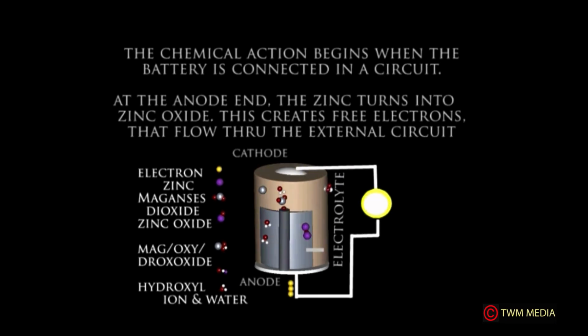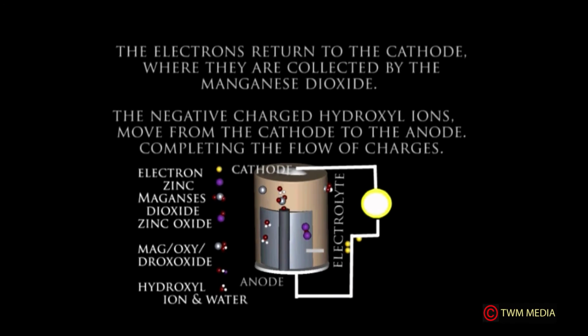At the anode end, the zinc turns into zinc oxide. This creates free electrons that flow through the external circuit. The electrons return to the cathode, where they are collected by the manganese dioxide. The negatively charged hydroxyl ions move from the cathode to the anode, completing the flow of charges.